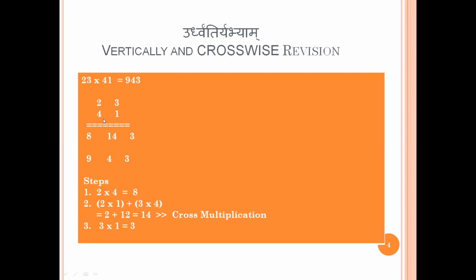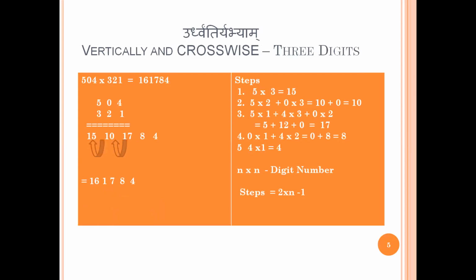2 ones are 2, 4 twos are 8, 2 ones are 2, 4 threes are 12. So 12 plus 2 is 14, 3 ones are 3, 3 as it is, 4 as it is, 1 goes to the next. So the answer is 943. Done. We learned that for 3 digits the steps are only 5. How can the number of steps be calculated? For n digits into n digits, the steps are 2n minus 1.